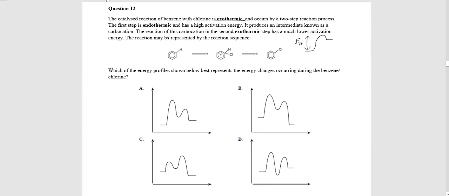The reaction of this carbocation is the second exothermic step. So the second step is exothermic with a lower activation energy. So a low activation energy and is exothermic. And also the whole thing is exothermic, which means that the final product must have a lower delta H than the original reactant. So it should look like that. Okay, I think that's B.